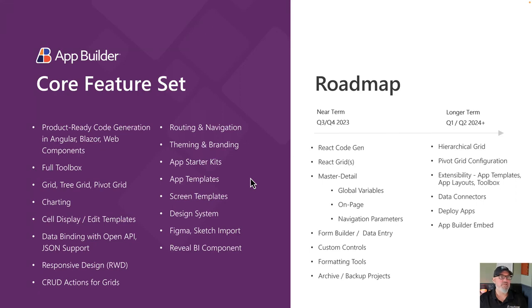So the core feature set's on the left, the roadmap is on the right. The core feature set, we've gone through a lot of this before, but every release, which for us is about monthly, we're adding more and more capability. So over the last year, 2 years, you've just seen App Builder go from basically a screen designer now into a semi-competitive low-code experience. We're really getting there.